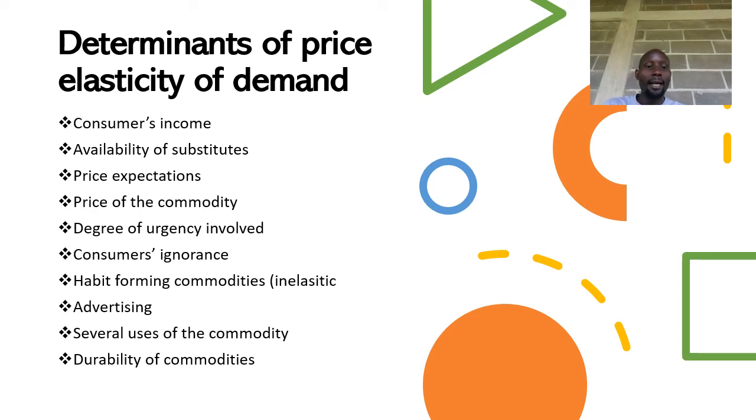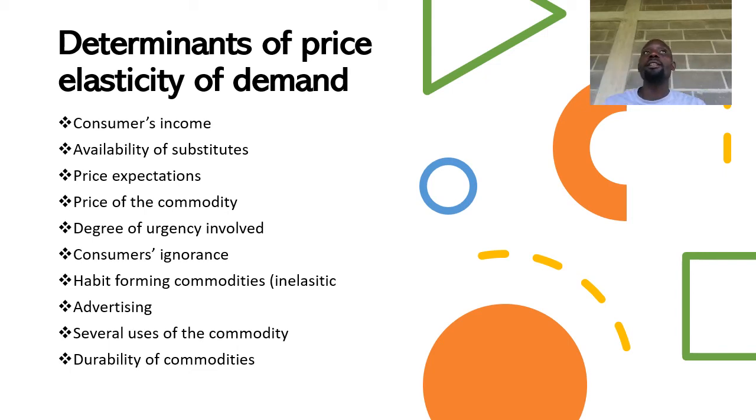Then you have advertising as a determinant. Highly advertised commodities tend to be price inelastic because these adverts keep creating awareness in the public, and sometimes they persuade people to buy those items. However, commodities which are not highly advertised tend to be price elastic. And then we have the number of uses of a given commodity.